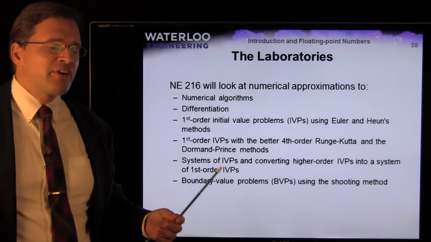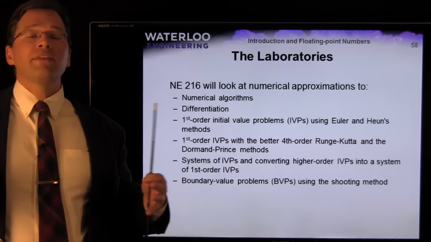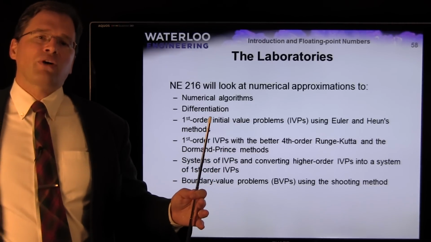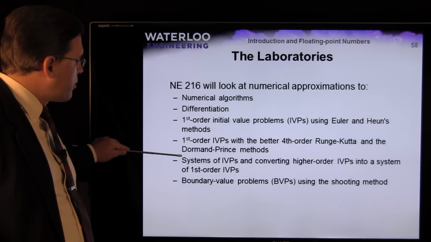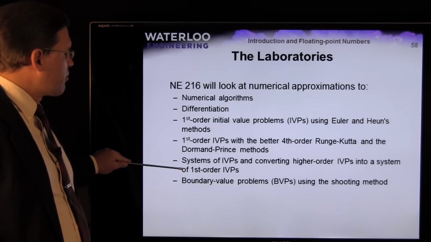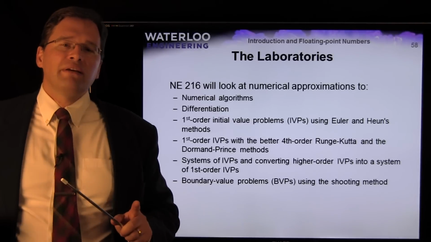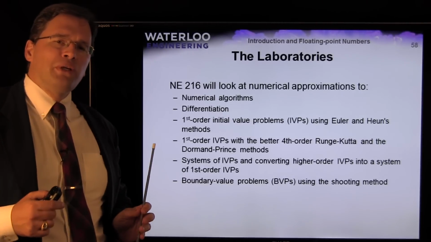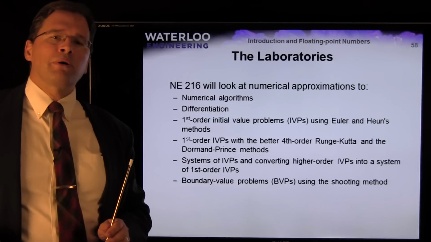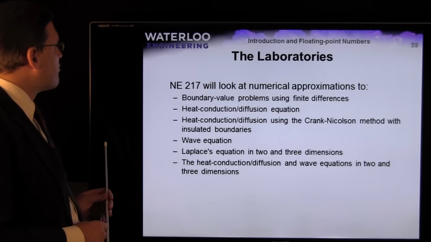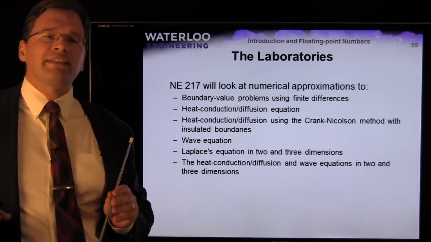So let's say our differential equation is not just the first derivative is equal to this, but say the nth derivative is described in terms of lower order derivatives. Finally, we're going to take the algorithm you wrote here and use it to approximate a boundary value problem using something called the shooting method. So we're going to convert a boundary value problem into an initial value problem. In NE 217, we're going to see how we can solve a boundary value problem using finite differences.